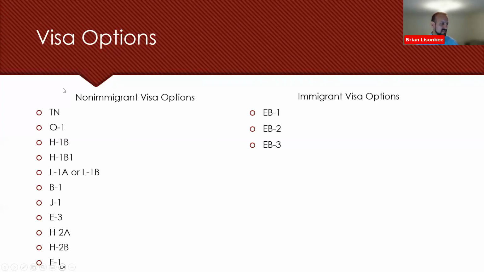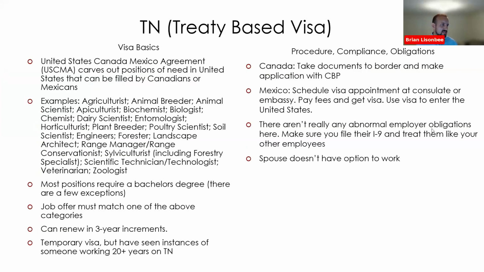I'm going to talk more about these non-immigrant visa options, though, which would be what we consider temporary employment. And there's quite a list of them. There's TNs, there's O1s, H1Bs, H1B1s, B1s, J1s, H2A, H2B, like we've talked about already, and then F1s. So I'll just walk through each of those at a high level. We won't go into too much detail because I just want to get the information out there. So I'm going to start with TN. And the reason I'm starting with TN is because, in my opinion, this is probably the best solution outside of H2A for ag employment.